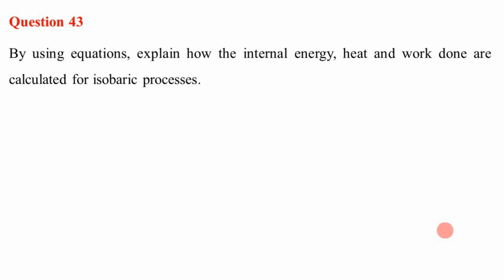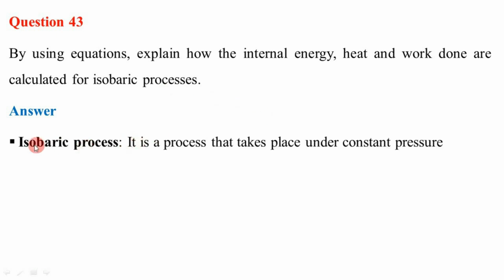Let's move to question 43. Question 43 is asking, by using equations, explain how internal energy, heat, and work done are calculated for an isobaric process. An isobaric process is a process occurring at constant pressure. The pressure is constant, that means the change in pressure is 0, dP is equal to 0.